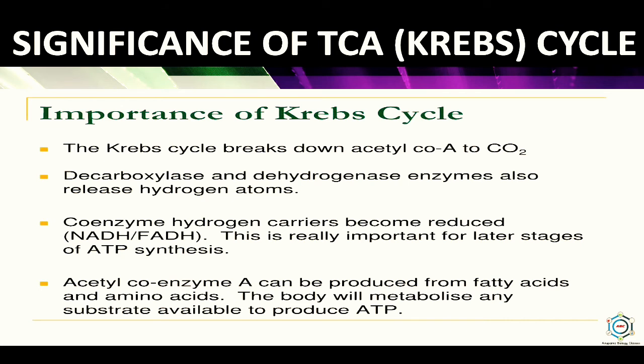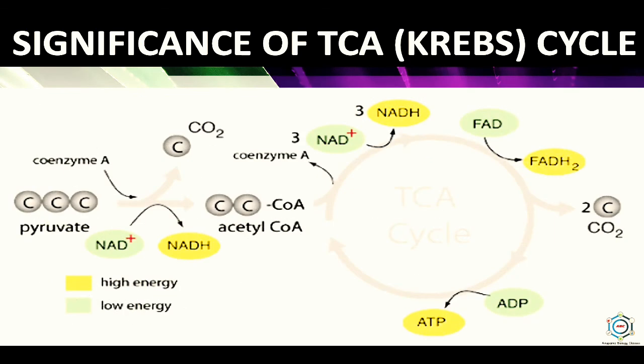The importance is that the Krebs cycle breaks down acetyl coenzyme A to carbon dioxide. Decarboxylase and dehydrogenase enzymes also release hydrogen atoms. Coenzyme hydrogen carriers become reduced. This is really important for the later stages of ATP synthesis. Acetyl coenzyme A can be produced from fatty acids and amino acids. The body will metabolize any substrate available to produce ATP.